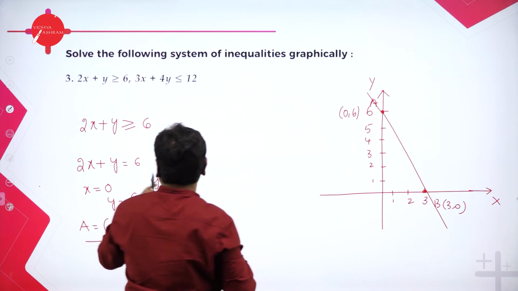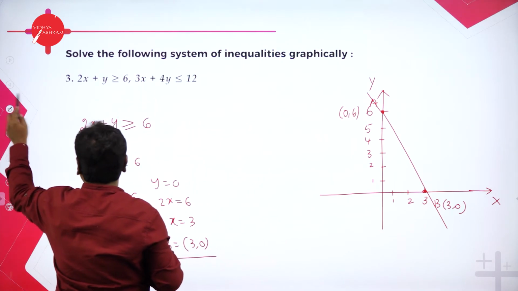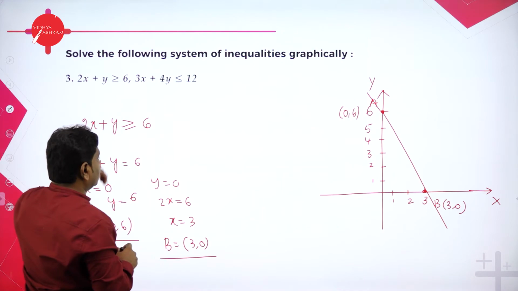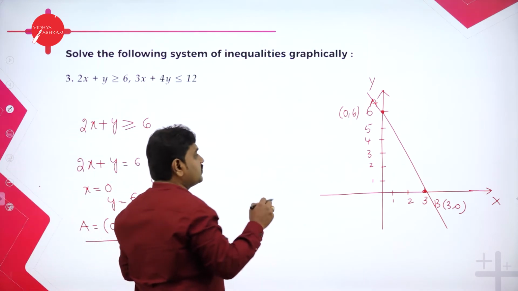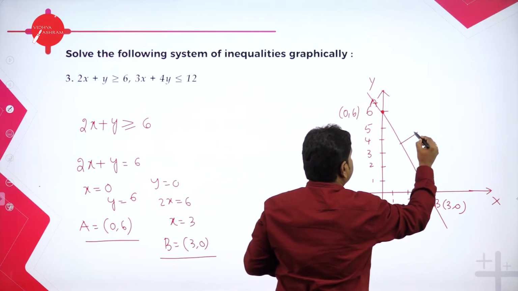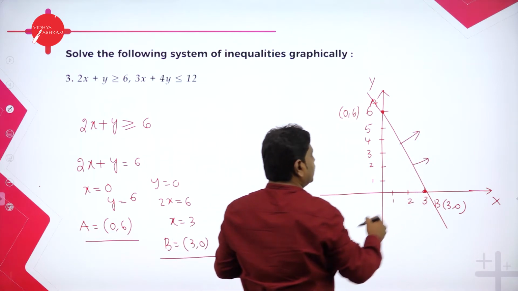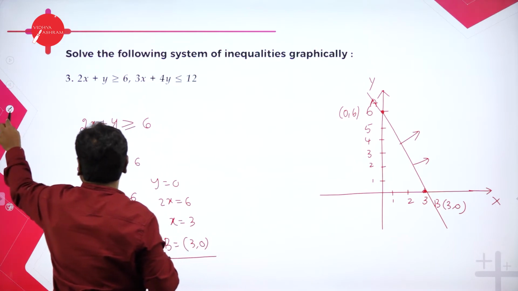And one more line is 3x plus 4y, and they told greater than, which means if you put 0, 0 greater than 6 is false. So for this line shading goes up. I'll just put one arrow mark. Then the second line, so we'll draw the second line.